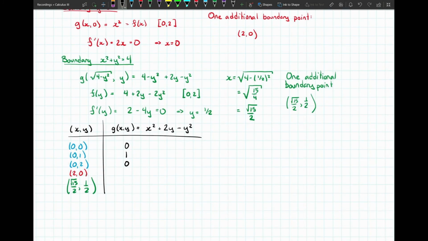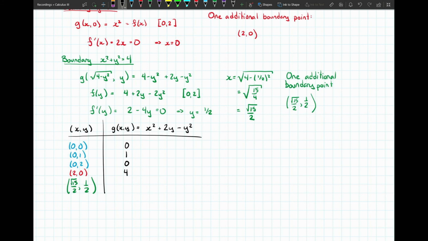Now along the red line, we have one more vertex that we haven't looked at so far, (2, 0). We plug that into our function, g of (2, 0) is equal to 4, which so far seems to be the absolute maximum. But we need to plug in the one point along the green boundary. It's kind of a weird point.